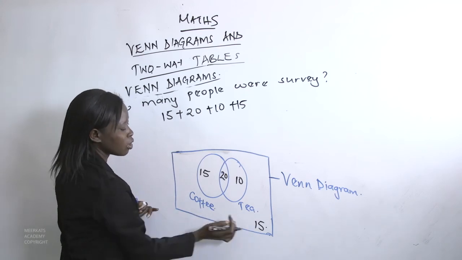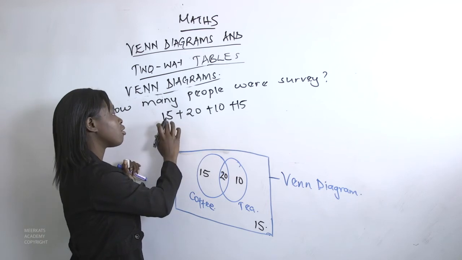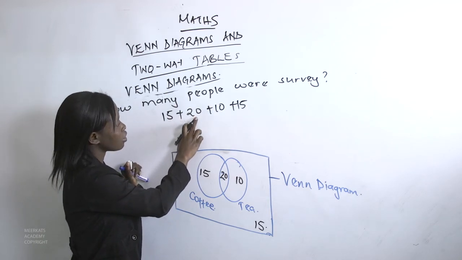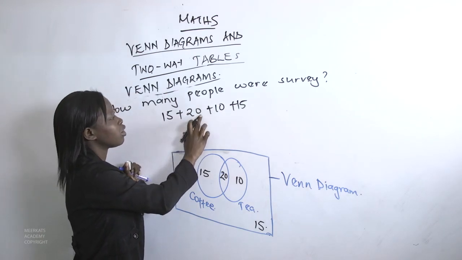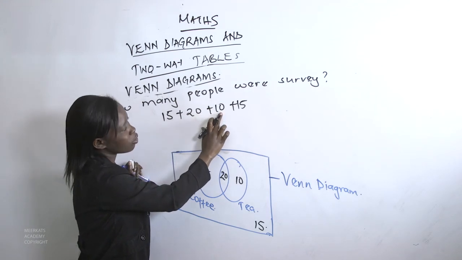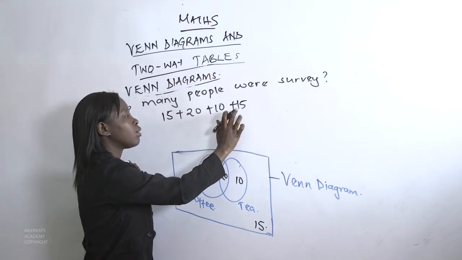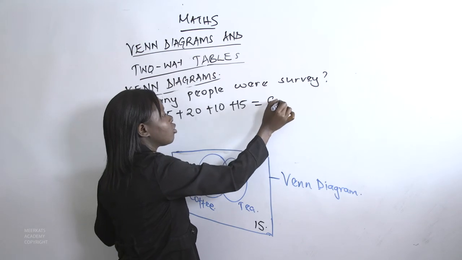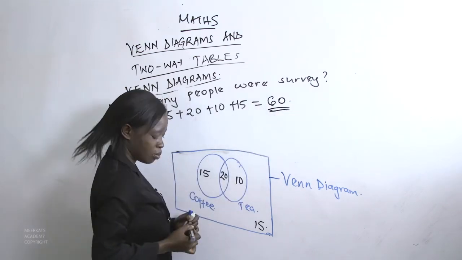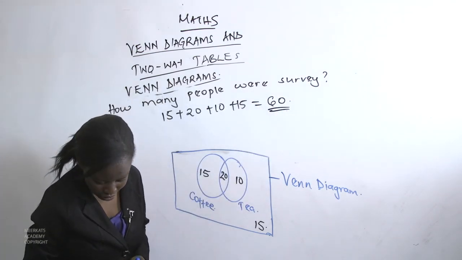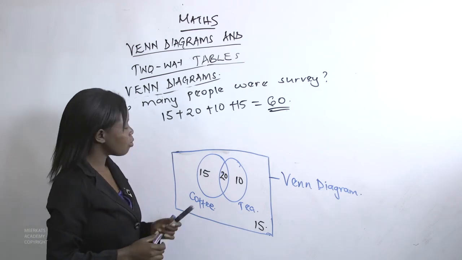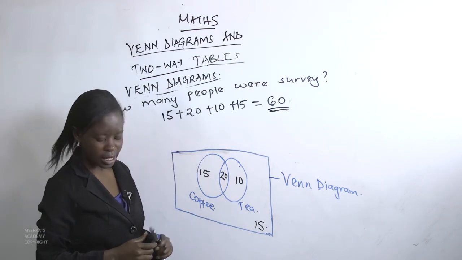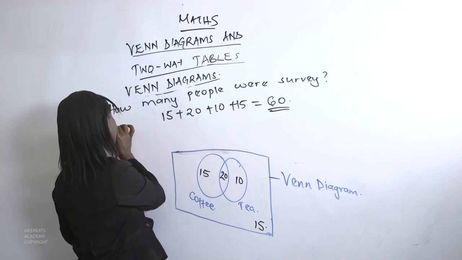So this is indicated there. We have 15 plus 20, which gives us 35. 35 plus 10 is 45. 45 plus 15, we get a total of 60 people who participated in the survey. Then we are asked how many people from this survey like tea.